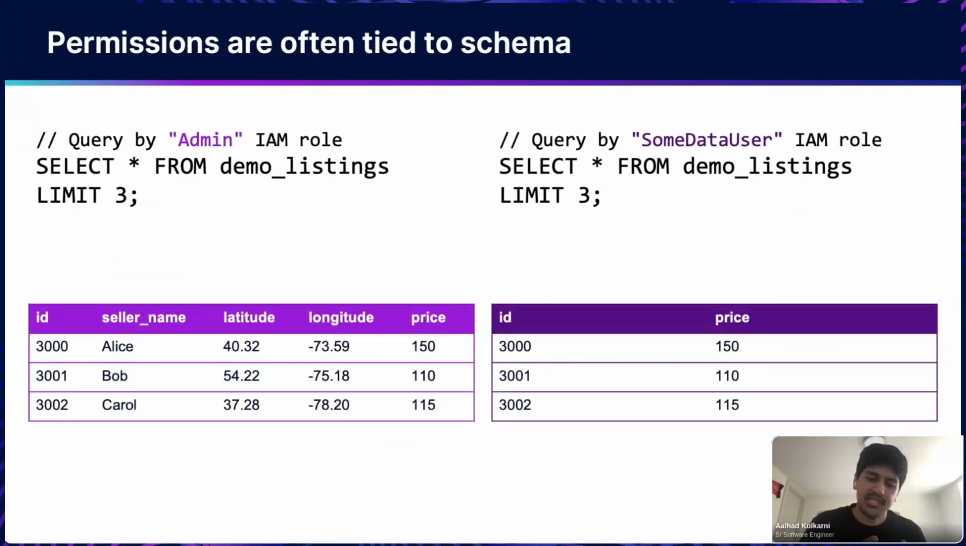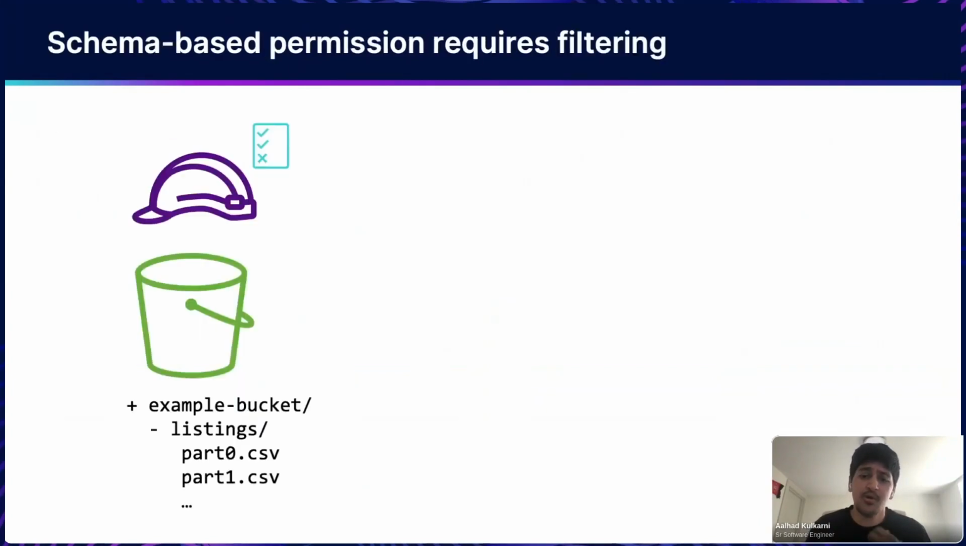So permissions in these scenarios are often tied to the schema. So I'm an administrator. I can see all rows and columns. That's pretty easy. But if I'm some data user, I have an IAM role, I can only see the price and the ID of the item. I don't see the seller name. I don't see the location of the seller. And that's tied to the schema. So if you want to represent that with, let's say, S3 and IAM policies, how would you actually do that?